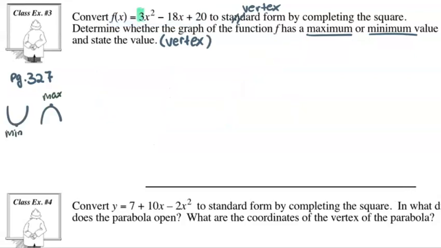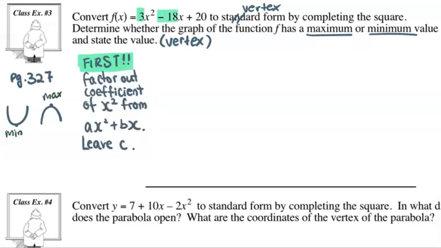Notice something different about this equation, because this time we are starting with a coefficient in front of x squared. Whenever you have this coefficient in front of x squared, we're going to do things differently. What we're going to do is factor out the coefficient 3 from both the first term and the second term. But we're going to leave the last term alone. Okay, we're going to leave the 20 alone. You'll see why in our example.